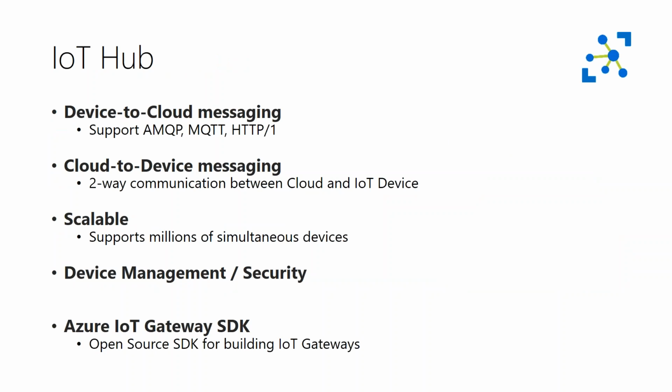So IoT Hub is that message broker within Azure built specifically for IoT. It's going to provide that two-way communication, cloud to device as well as device to cloud message communications. It's highly scalable. It supports millions of simultaneously connected devices. So it's much more scalable for IoT scenarios than any of the other messaging services within the Azure platform. It provides device management and security capabilities.